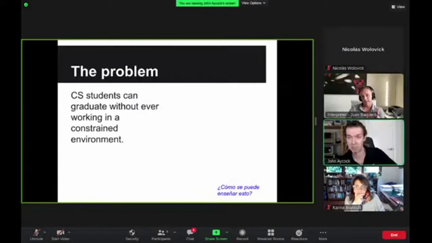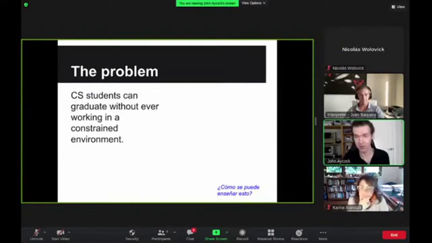So this is the problem. Computer science students can graduate without having worked in a constrained environment.